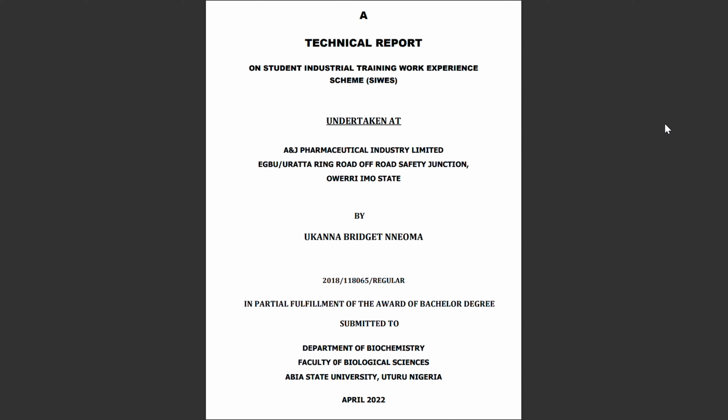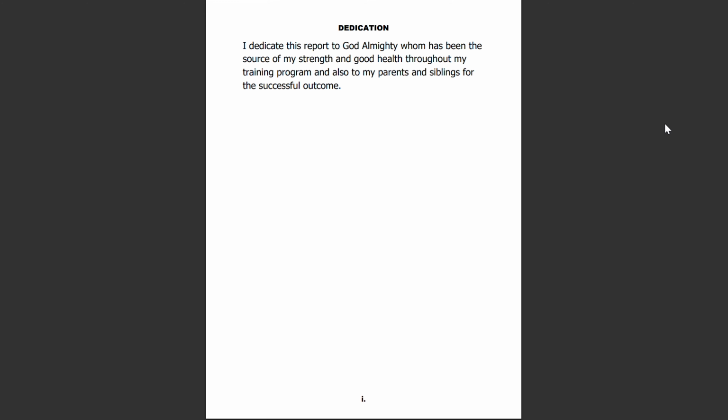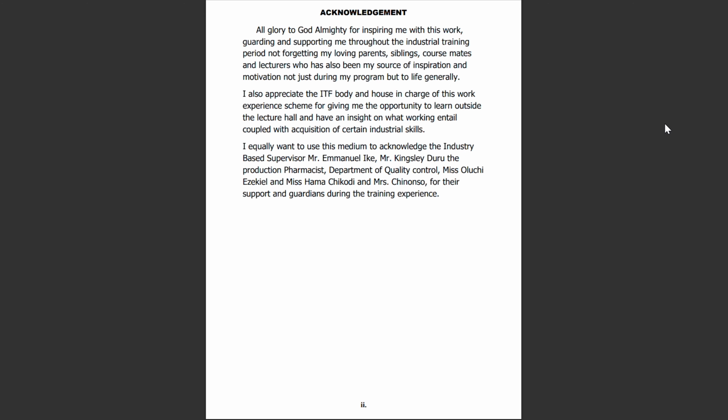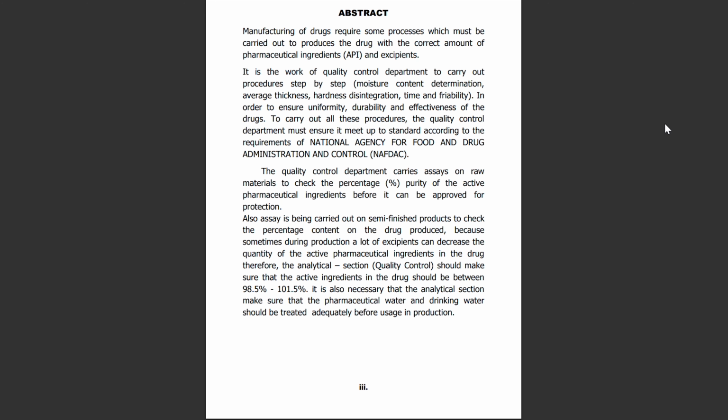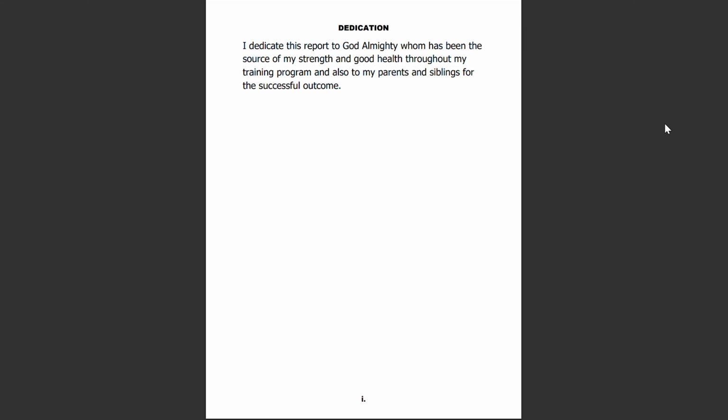You put your name, put your matriculation number, and partial fulfillment of the award of bachelor's degree submitted to your department, your faculty, and for this one is Abia State University. Now, all these are what we call the preliminaries. You have your dedication, you have your acknowledgement, you have your abstract. Meanwhile, and table of contents, I'm coming there.